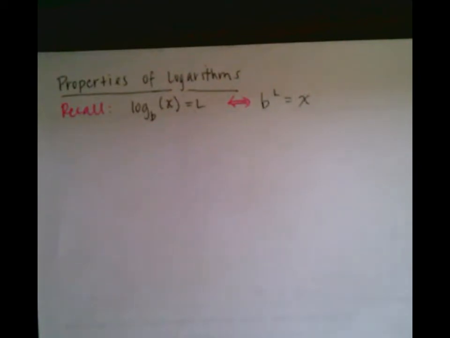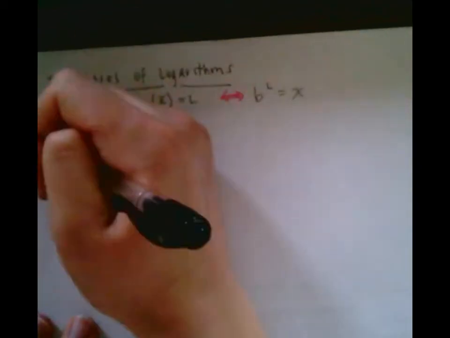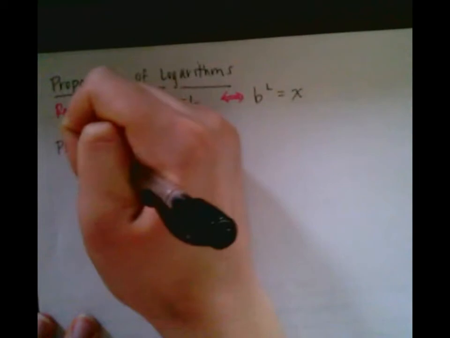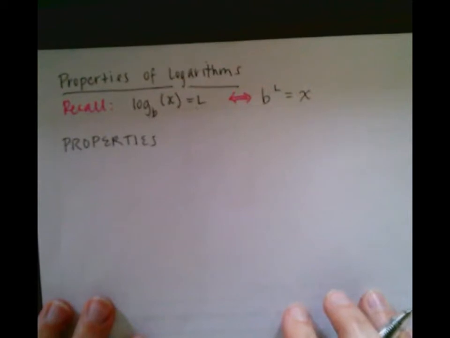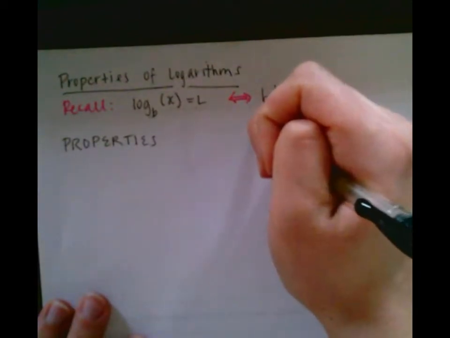So now what we're going to do is create a little chart. We're going to list out the properties in one column, and then the second column is going to be for examples. So I'm going to split my page in half.